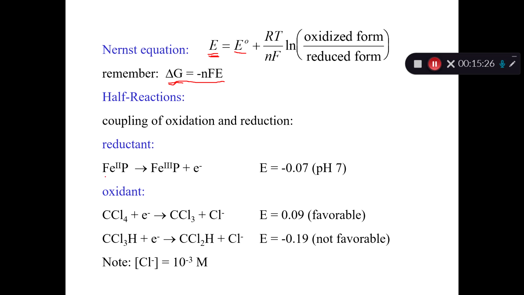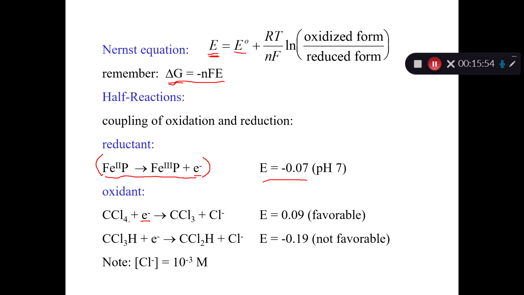So for example, if you have your iron porphyrin going from iron 2 to iron 3 porphyrin, that has an electrode potential of minus 0.07 volts. I haven't explicitly written the volts out, but those are volts. And so we can couple this, what we call a half reaction. And here I have broken with convention, and I put the electrons on the right side because I'm going to couple it with one of these reactions down here where the electrons are on the left.